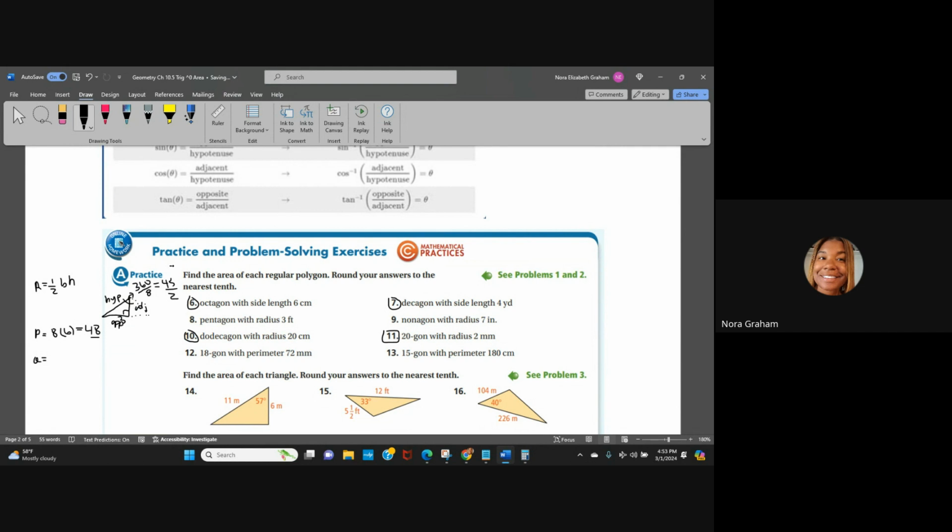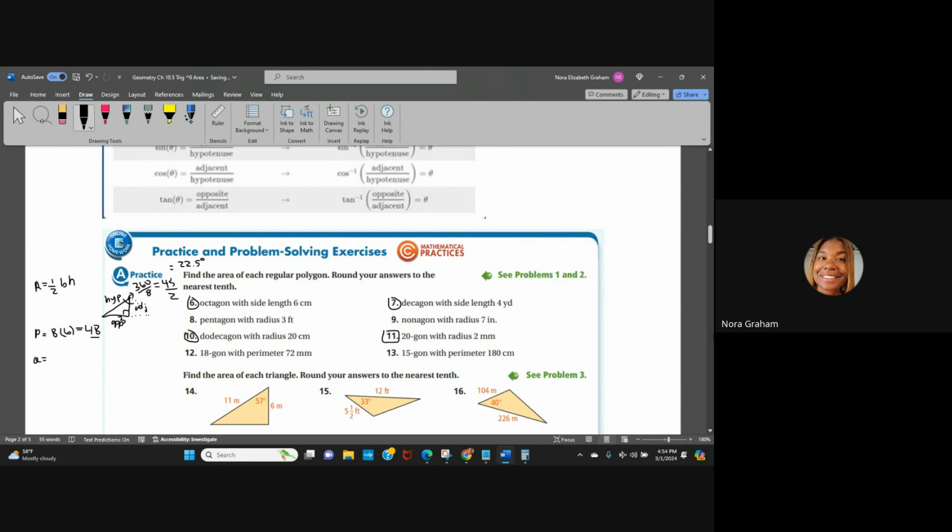I'm running out of room, sorry. So that little bitty angle, when you divide 45 by 2, you're going to get 22.5. And that's going to be the angle that we're going to use when we do our trig. So now to find our apothem, we know we have to find our trig. I know that I have my opposite side. My opp is equal to 3. But I don't have my adjacent, and I need to find my adjacent to find my apothem.